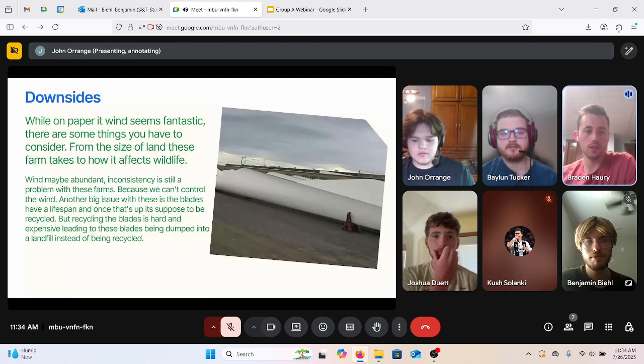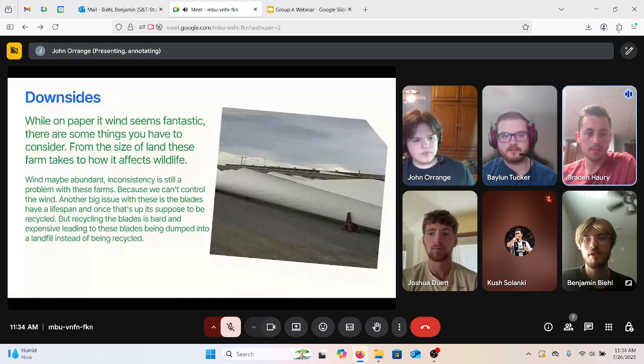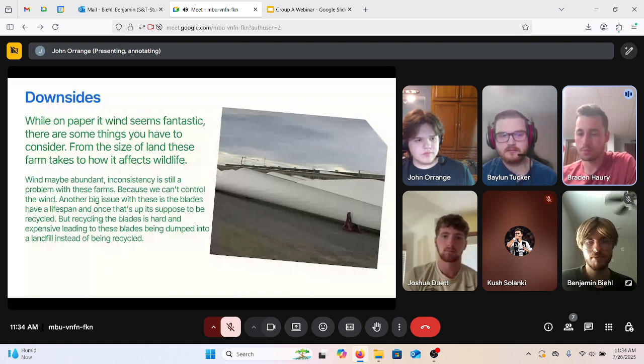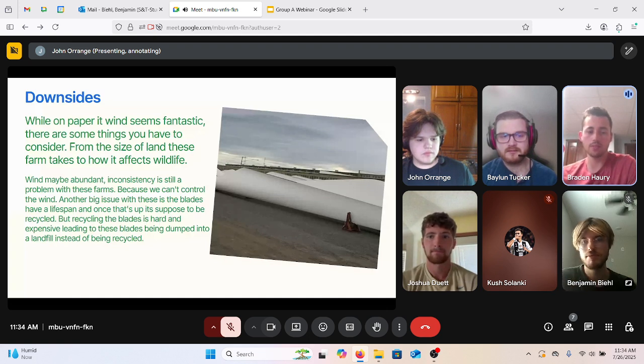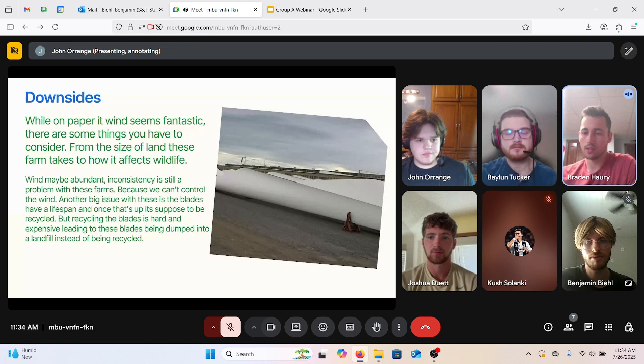Downsides: while on paper it seems fantastic, there are some things you have to consider, from the size of land that these farms will take up to how it affects wildlife and people around it. Wind may be abundant, but inconsistency is still a problem with these farms because we can't control wind or the weather. Another big issue is that the blades have a lifespan, and once that's up, they're supposed to be recycled. But the problem is that recycling these blades is hard and very expensive, leading to a lot of times where they just get dumped in a landfill instead of being recycled.